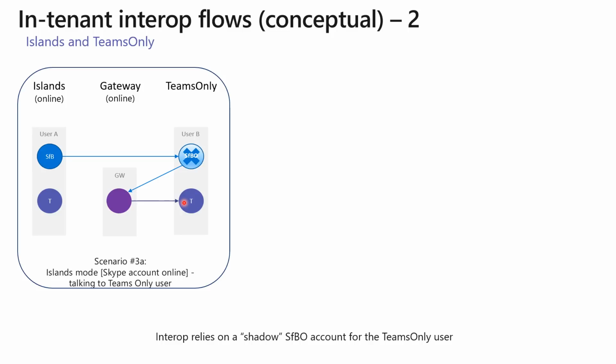Important to note here that the routing mechanisms, as you can see, are driven by the coexistence mode that is assigned to the target user, which in this example is user B. So yes, user A is in islands, but they are talking to a user that is in Teams only mode. And that user, by definition, can receive calls and chats in Teams only.